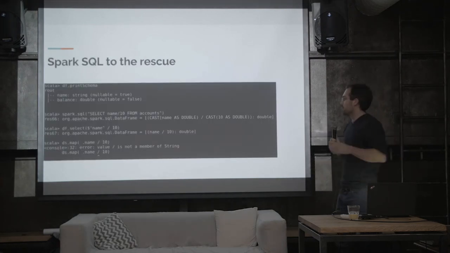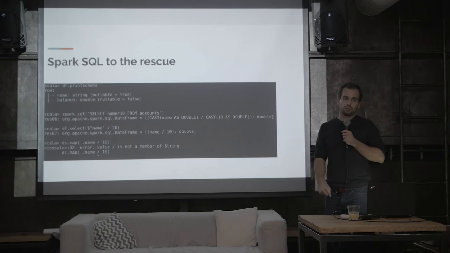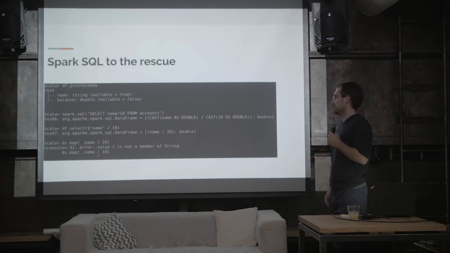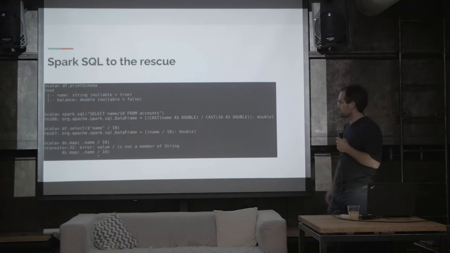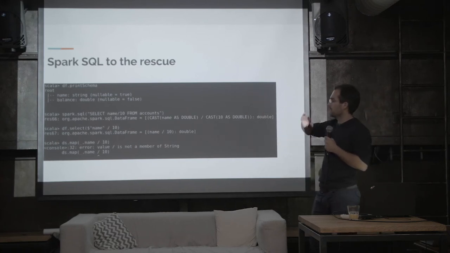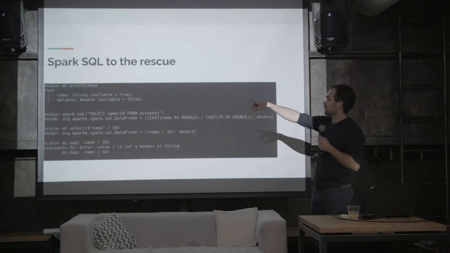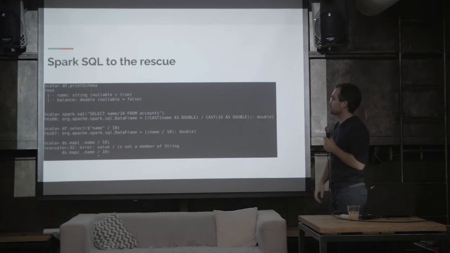So we can use Spark SQL, which is built on top of Apache Spark, for that purpose. This is just a simple example with three flavors of using Spark SQL. We have a simple data frame, a simple data set, which has a schema. We have values with a name, which is a string, and a balance, which is a double.